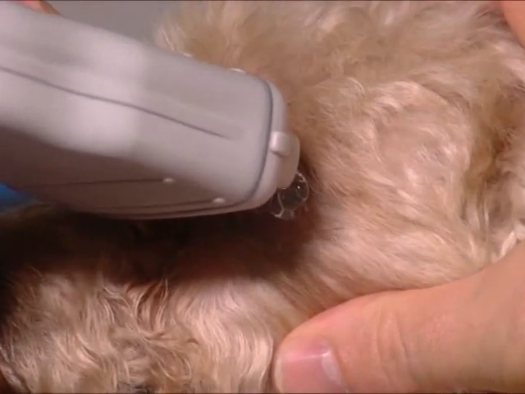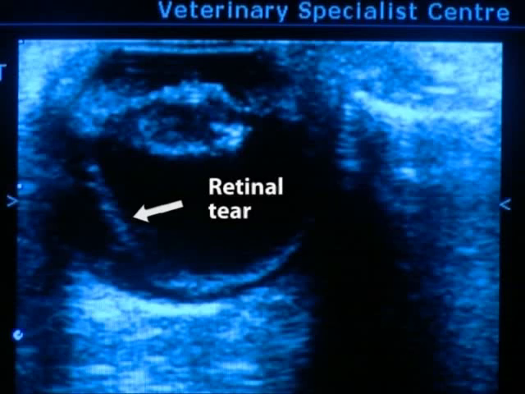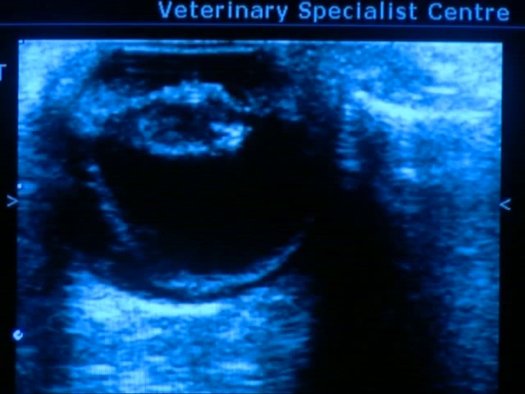In this case, ultrasound examination identified the lesion as a retinal tear, a recognised consequence of advanced cataracts. This is a contraindication for cataract surgery, so ultrasound is routinely used in preoperative assessment of cataract patients.